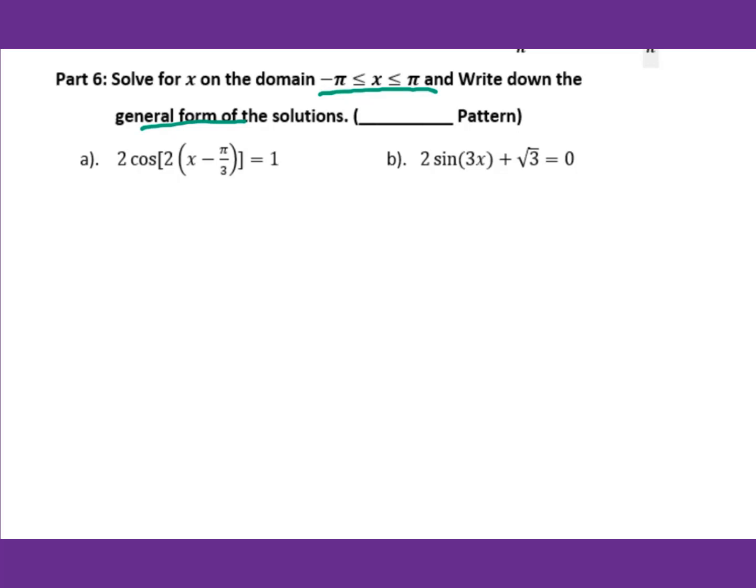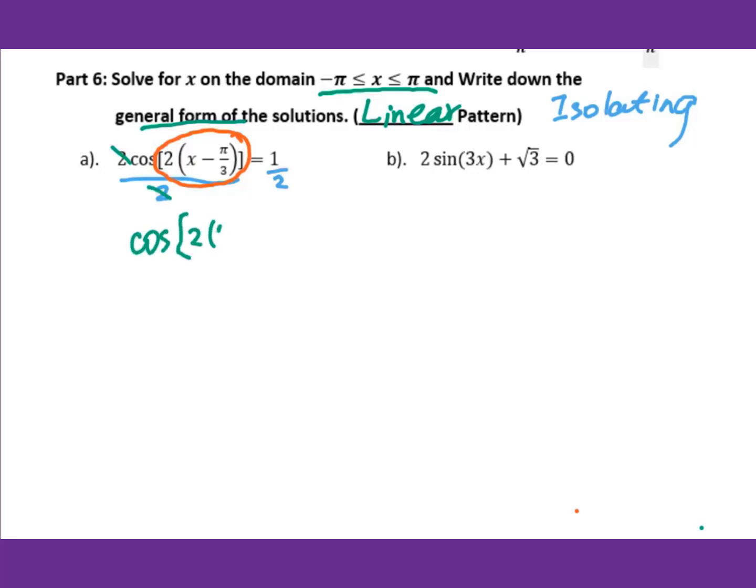First of all, we know this is a linear pattern because that's cosine to the first power, and for b, that's sine to the first power. If it's a linear pattern, isolating is the key word. So for a, I need to divide both sides by 2. Remember, for the angle, you cannot separate. You have to keep the whole angle inside the trig function. So you will get, this is a reduced cosine, cosine of 2x minus pi over 3 equals 1 over 2.